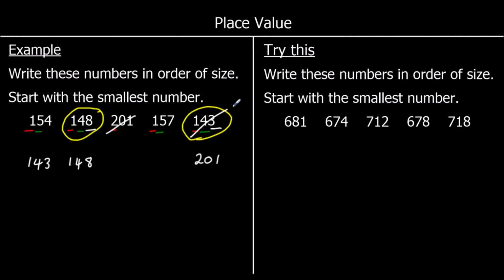Now we'll look at the two numbers that are left. They've both got 100 in the hundreds, 50 in the tens. So let's look at their ones. So we've got 4 or 7. We're going to start with the smallest. 4 is less than 7. So 154, then 157. Okay, one for you to try. Pause the video, give it a go, and press play when you're ready for the answers.